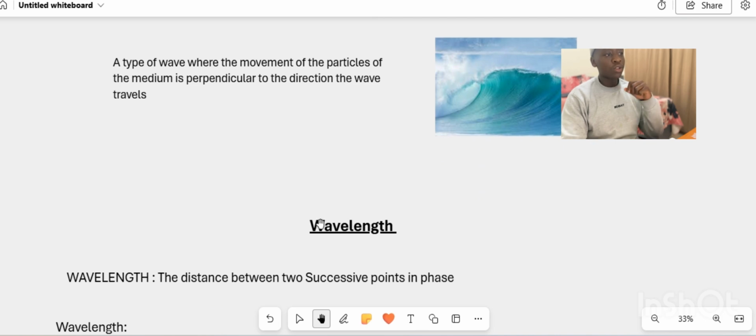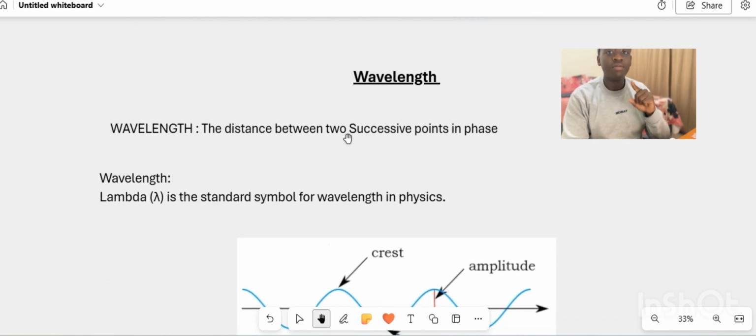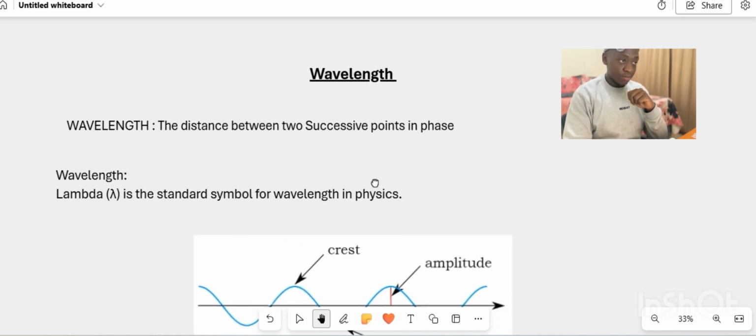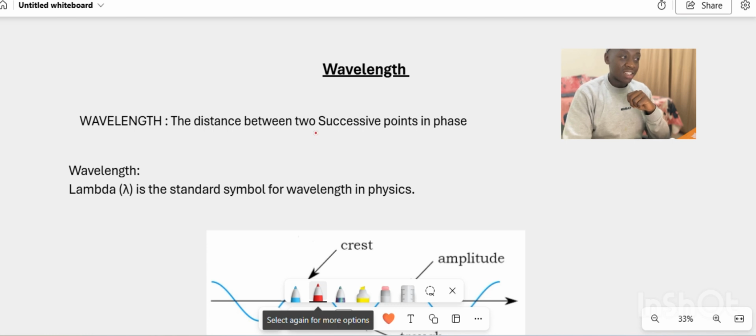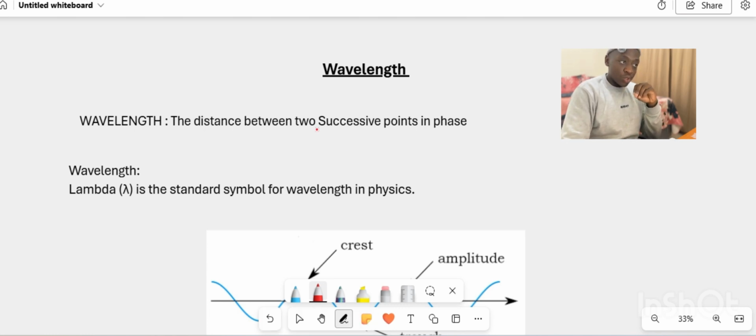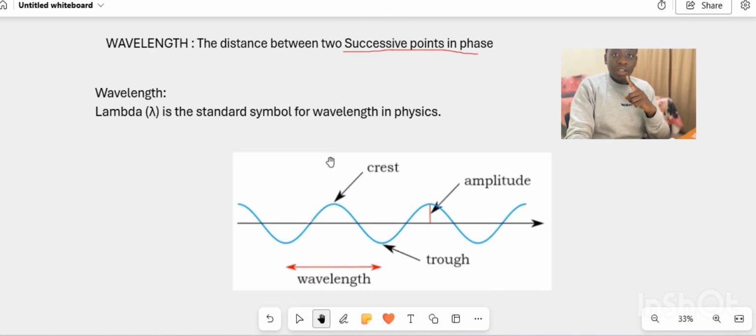So actually today's topic is about wavelength, understanding what is wavelength. Wavelength is the distance between two successive points in phase. I want this to stick inside your head. Please do not let this word successive get to you. The word successive just means one after the other. It just means that they are following each other. So yes, we measure wavelength in what?